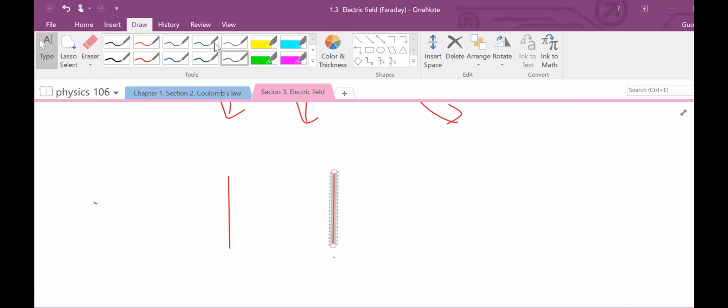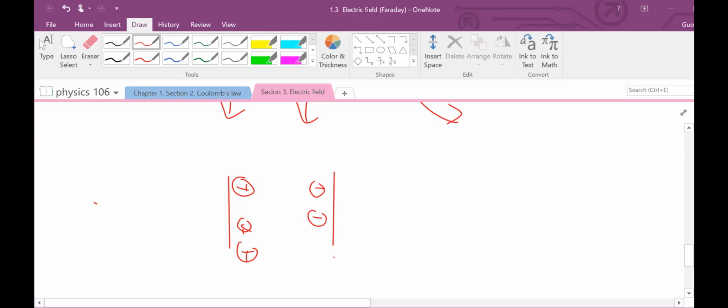Let's say I put 3 positive charges on the left and then draw 3 negative charges on the right-hand side. 1, 2, 3. So I have 3 charges, and the left plate also has 3 charges. These must be exactly the same amount of charge. Otherwise the plate will have excess charges, which we are not going to consider.